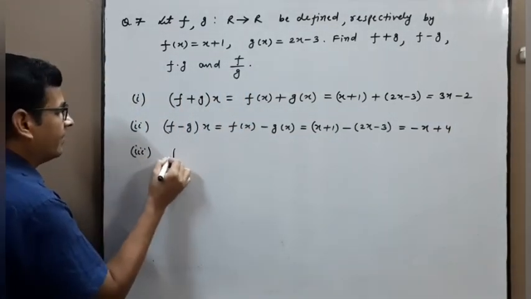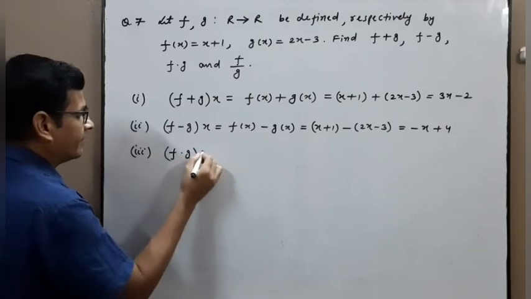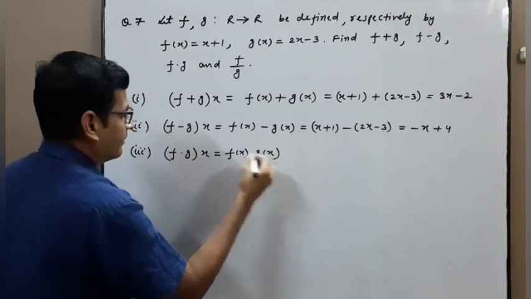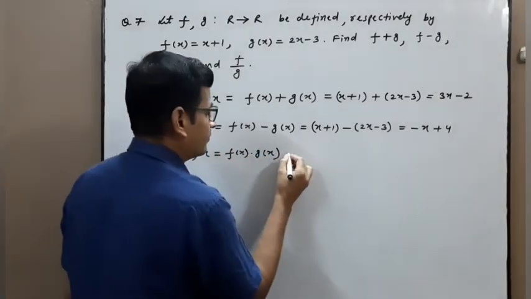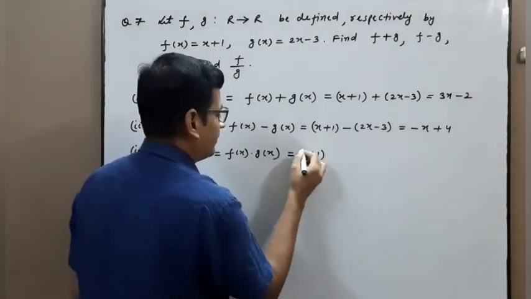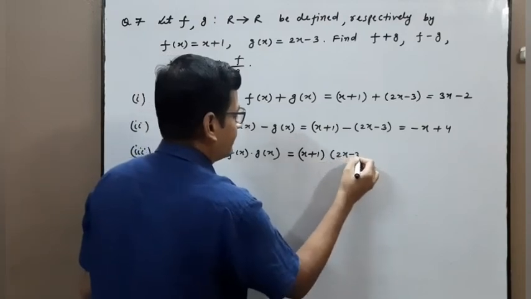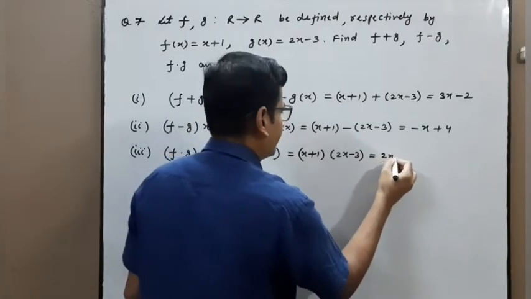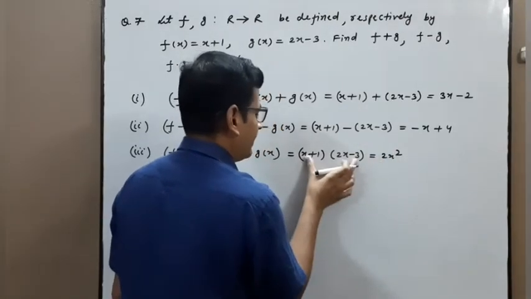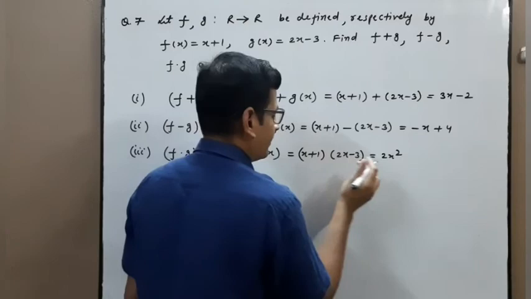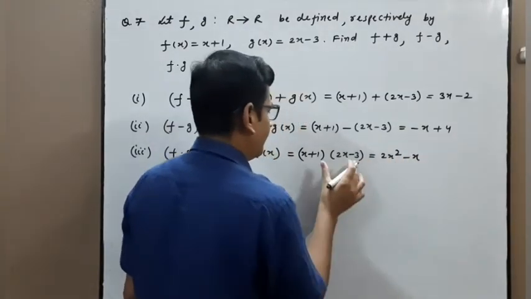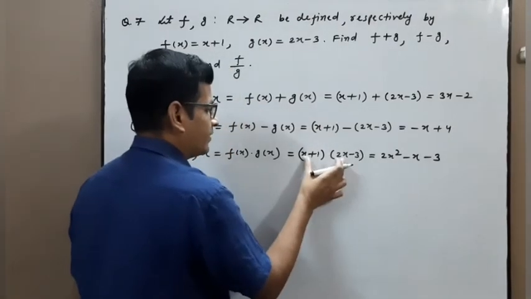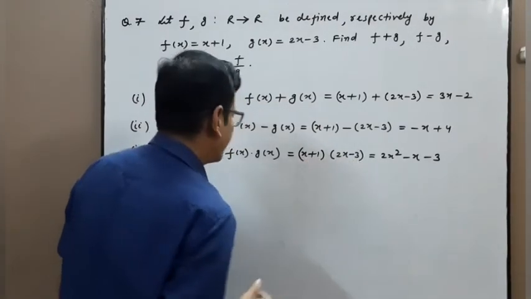Third part, (f into g)(x) is equal to f(x) into g(x), which is (x plus 1) into (2x minus 3). The simple product: x into 2x, 2x square, minus 3x, plus 2x, so minus x, and minus 3. Write directly 2x square minus x minus 3.